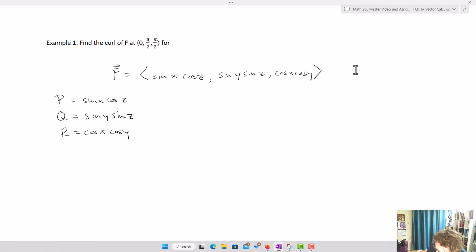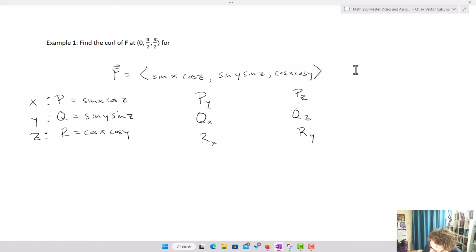What I'm going to need to do now is find the partials of each one of them. Not P of x, but I'm going to need Py and Pz, Qx and Qz, and Rx and Ry. Notice that this is like our z component, this is our y component, and this is our x component. We're basically going to find the partials with respect to the other variables for each part of our vector field functions.